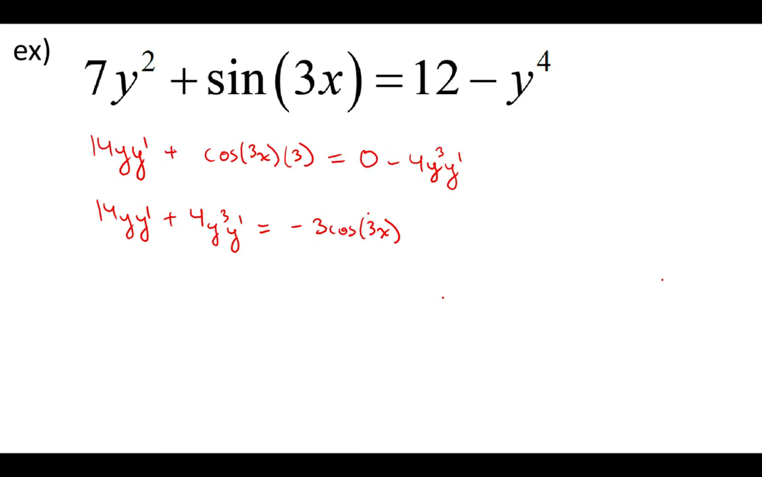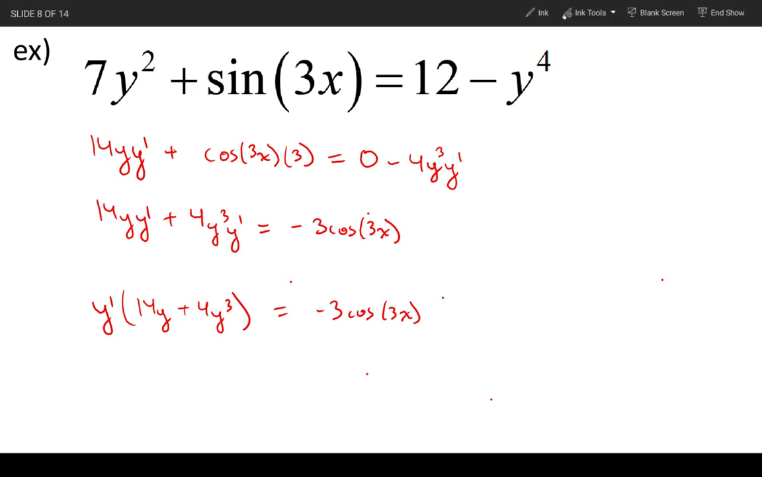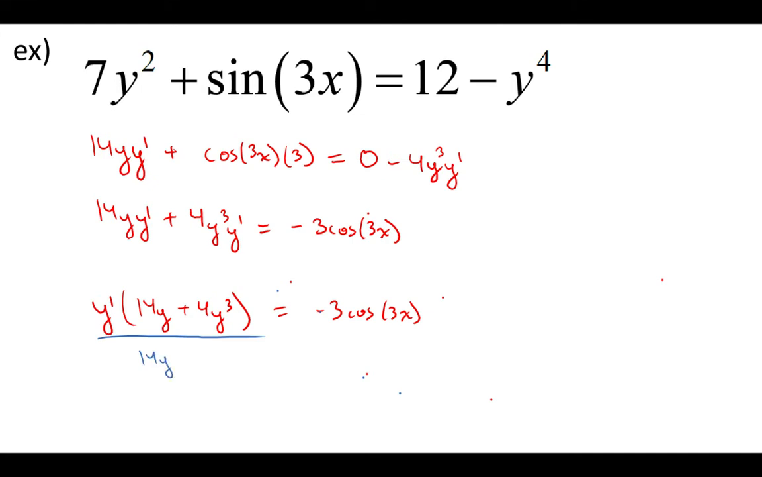Okay, once I get to this point, I'm just going to pull out my y prime. So then I'm left with 14y for my first term plus 4y cubed for my second term equals negative 3 cosine of 3x. And then I'm going to divide both sides by what's in that parentheses, 14y plus 4y cubed.